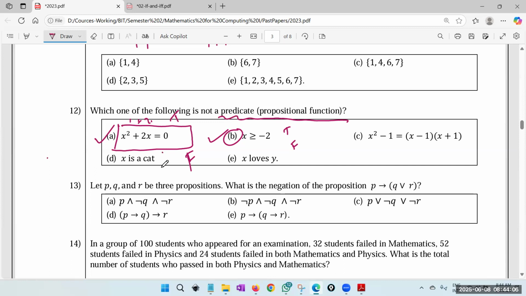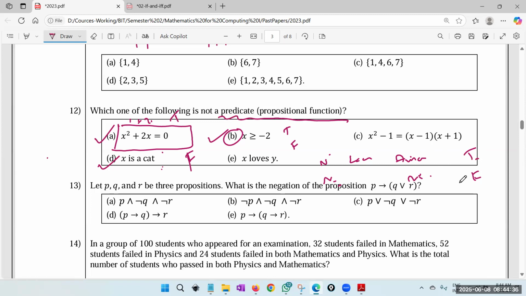So it can be true, it can be false, depending on the object you are looking at. Propositional function. So X loves Y. So that is an interesting one, right? Say actually Nimal loves Amali. So then it is true. But actually Nimal does not love Nimali. So then it is false. So therefore, depending on these variables, this can be true, this can be false.